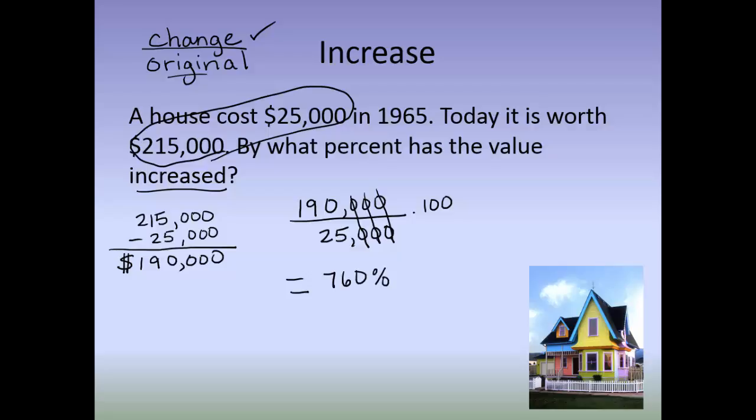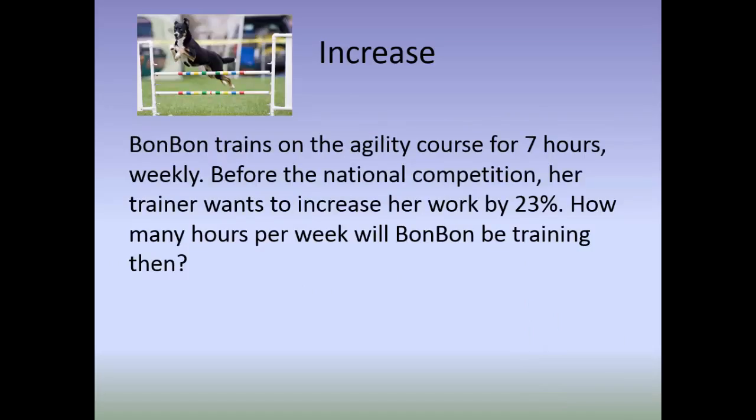Wow, that's huge. But as you can see, the house has increased substantially. In fact, almost 8 times the original value. That's percent increase. Here's another one. Bon Bon trains on the agility course for 7 hours weekly. You can see how hard she's working there. Before the national competition, her trainer wants to increase her work by 23%. How many hours per week will Bon Bon be training then?